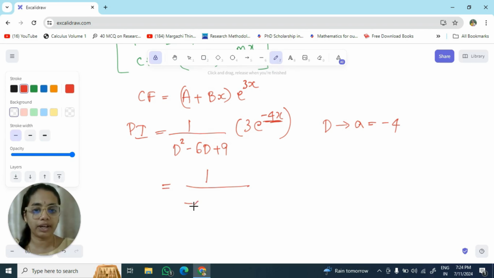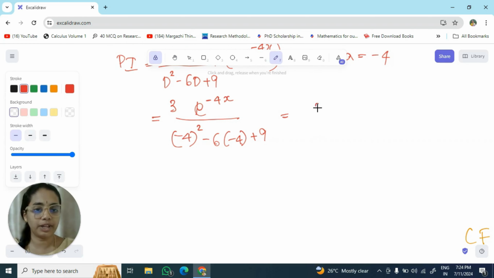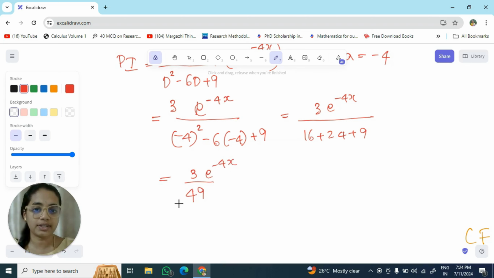Let us replace d as negative 4 in our particular integral. We would get 1 by minus 4 the whole square minus 6 into negative 4 plus 9. This term remains as it is. You can write 3 over here. Since you've substituted, just write the term over here. Yes. So what happens to our term? We would be getting 3 e power negative 4x, 4 4s are 16, 6 4s are 24 plus 9, right? 30, 40, 49, right? So we would be getting 3 by 49 e power negative 4x. That's it. This is our particular integral.